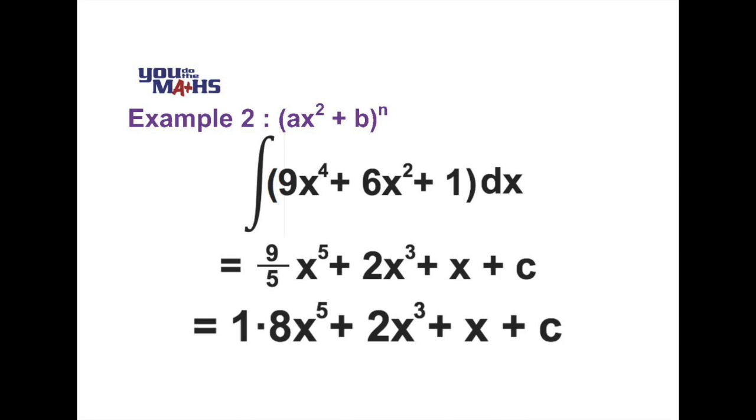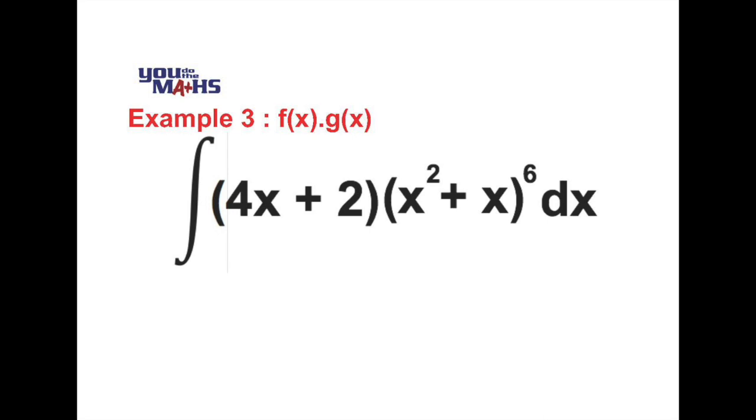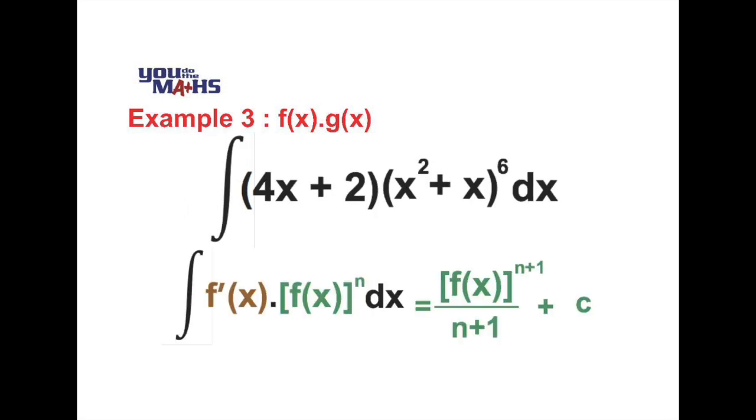Let's have a look at another option, this time where we have a product of algebraic expressions. In this example we have one bracket to a power 6 and the other bracket 4x plus 2 just to the power 1, or basically it's by itself. According to our rule, if we have one bracket to a power, in this case we'll say to the power n, ideally we want it multiplied by the derivative.